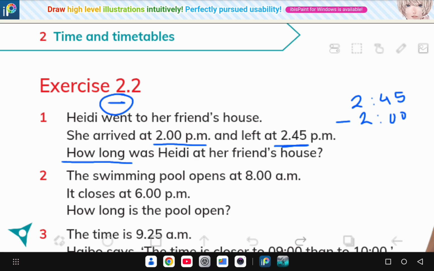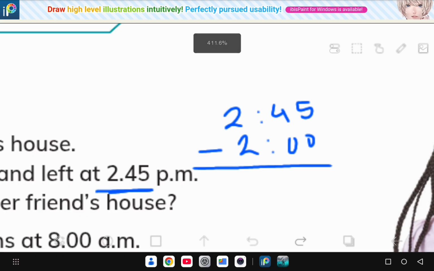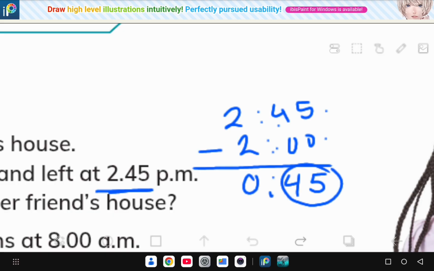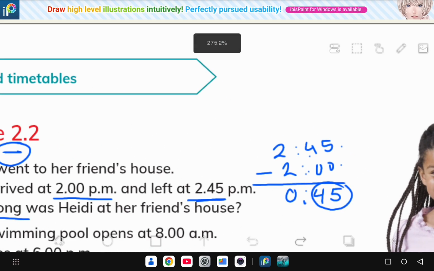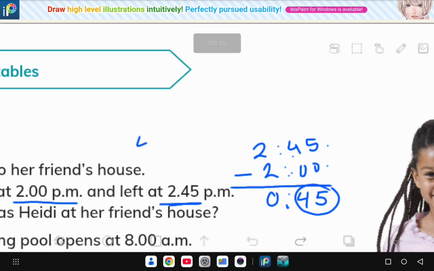If you're smart, and I know my students are smart, they're just gonna answer it straight away. 45 minutes. 5 minus 0 is 5. 4 minus 0 is 4. 2 minus 2 is 0. How many minutes? It's 45 minutes.